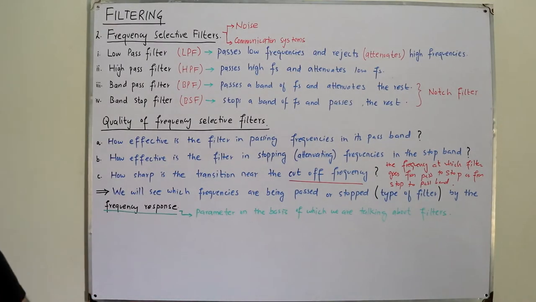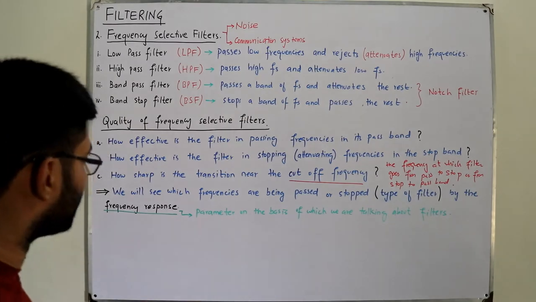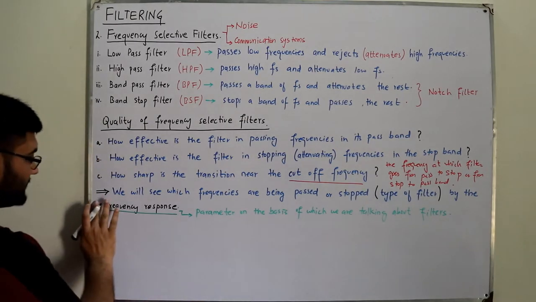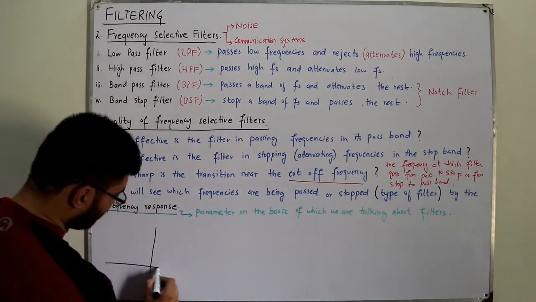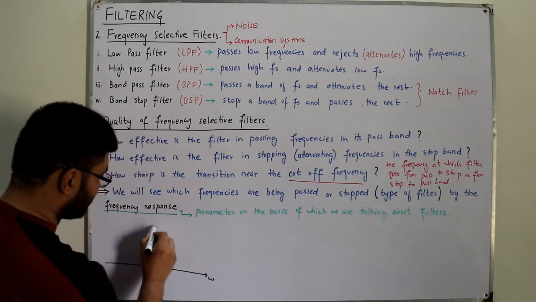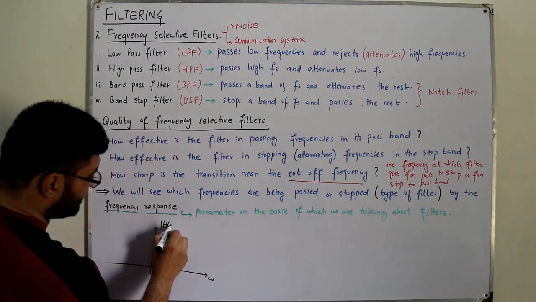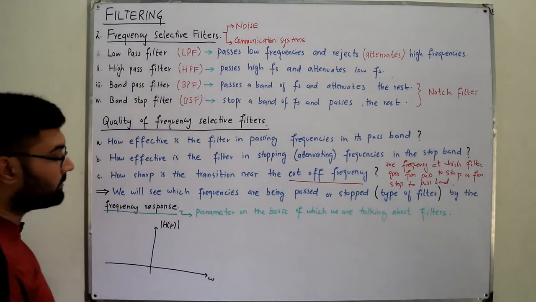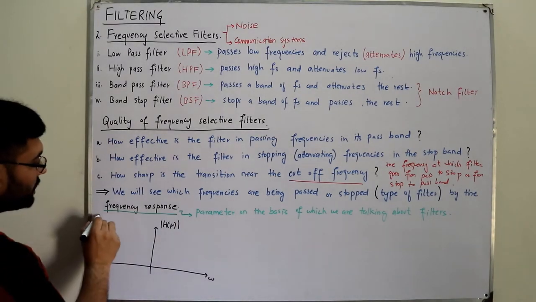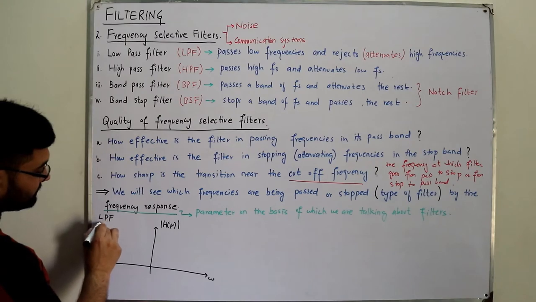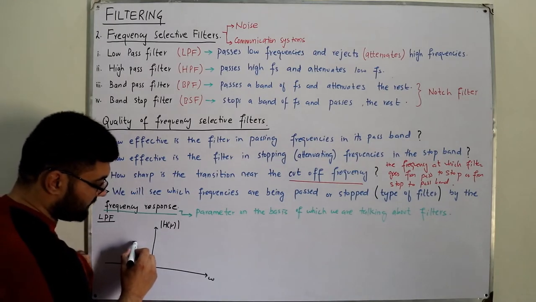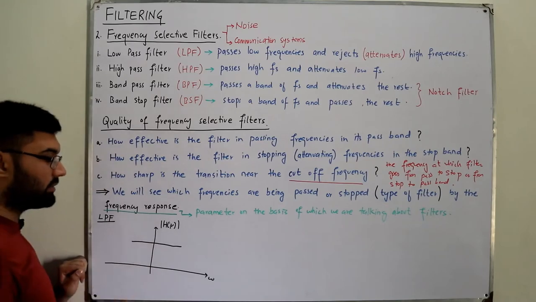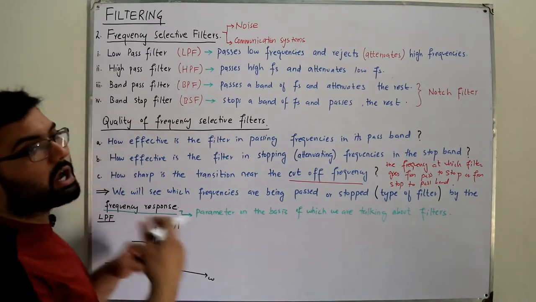Anyways, let's say, so I have four types, so I use four colors. I'm only interested in the magnitude of it. So if this is my omega axis, this is the magnitude of the frequency response H of j omega. So if I talk about a low pass filter, so how would this be? This would pass the lower frequencies, which is something like this. Let's say this is the lower frequency range, and it would block the higher frequencies.